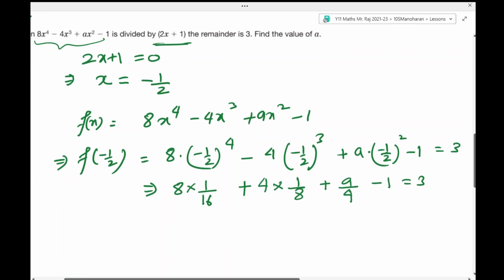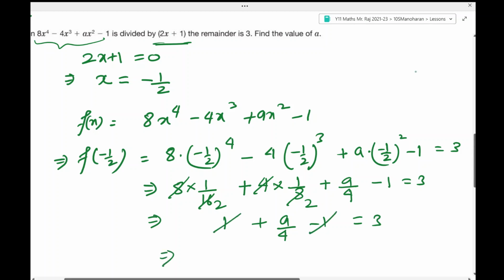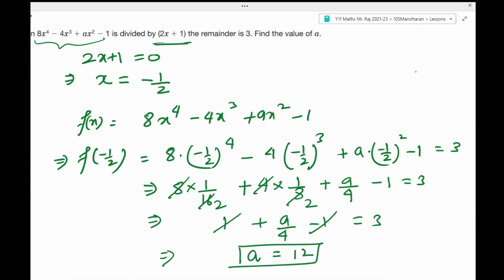Now it is a linear equation in one variable. Half and half will give me 1, plus a over 4, minus 1, is equal to 3. Minus 1 plus 1 cancels out. I'll be left with a over 4 is equal to 3. It means a is equal to 12. That's my answer. So that's how you can use the factor theorem and remainder theorem.